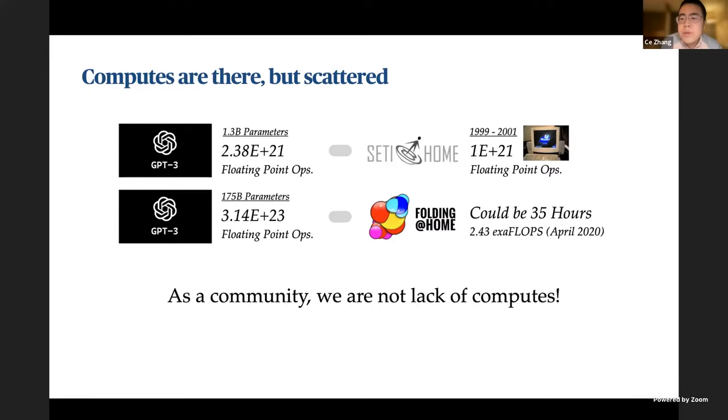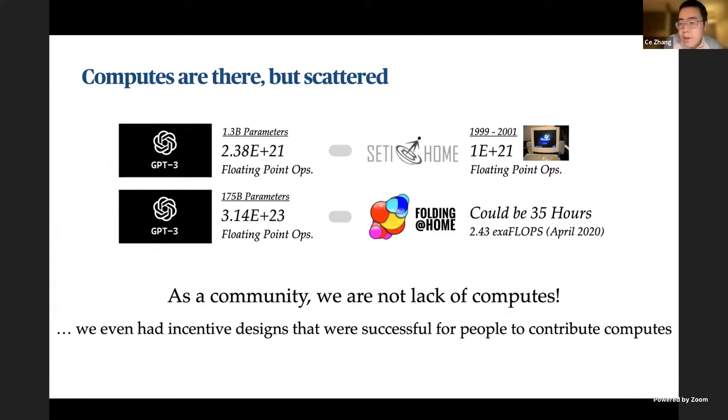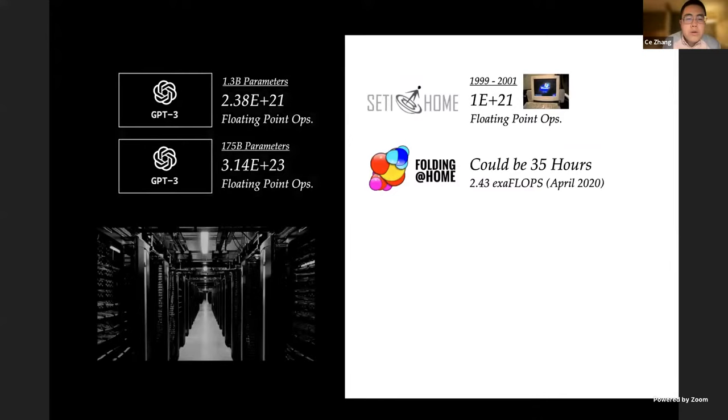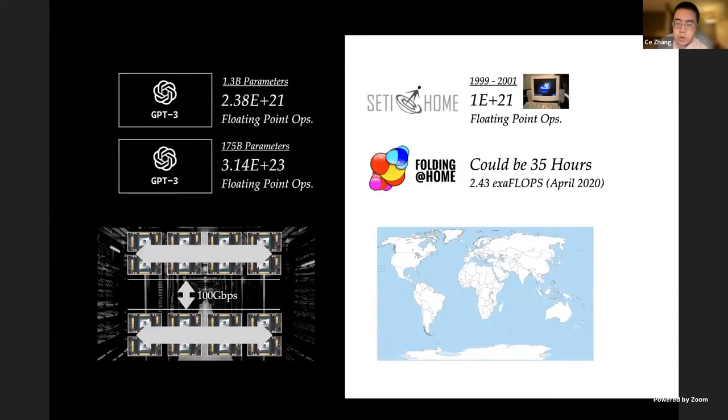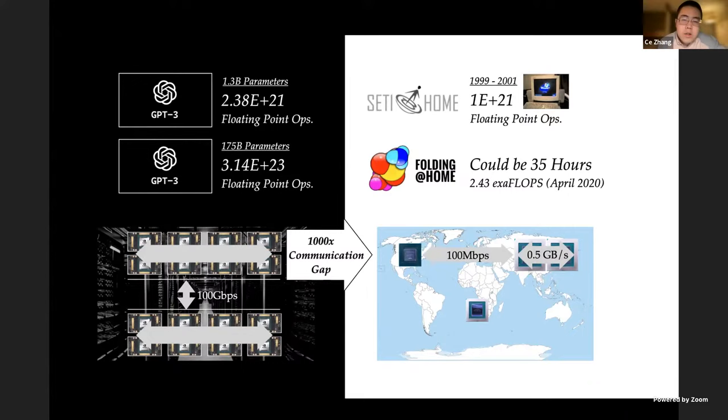I would even go further and say we even had incentive designs that successfully got people to contribute compute. What we need to do for machine learning is to move from this data center environment, where all the machines are connected by super fast connections, into a decentralized environment where machines are connected by 1,000 times slower communication. There are multiple challenges here. The first challenge is how can we close this 1,000 times communication gap? And second is how can we deal with the heterogeneity of devices and networks? From what I talked about today, we are very optimistic that we can do something about that together with the scientific community.